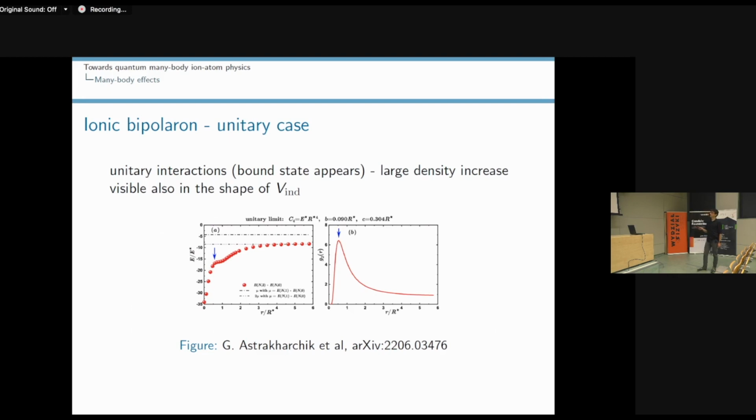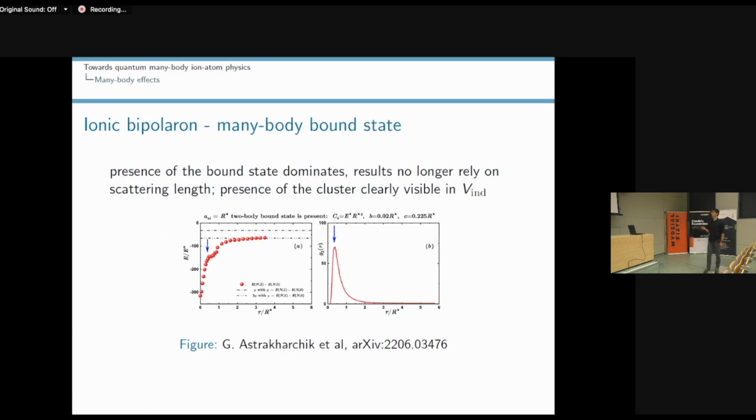And it's well explained by this huge bump in the atom-ion correlation function due to the existence of this bound state on the threshold, which tends to move atoms towards the ion and creates a very large density increase. And this inhomogeneity in density is visible also in the shape of this induced potential that we see. And now if you introduce a bound state, the physics is very much dominated by the presence of this bound state. A lot of atoms are populated and the energy scale changes yet again. And the effect of the kink in this induced interaction becomes even stronger.